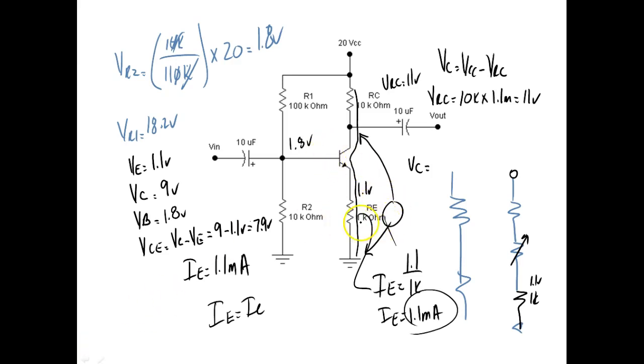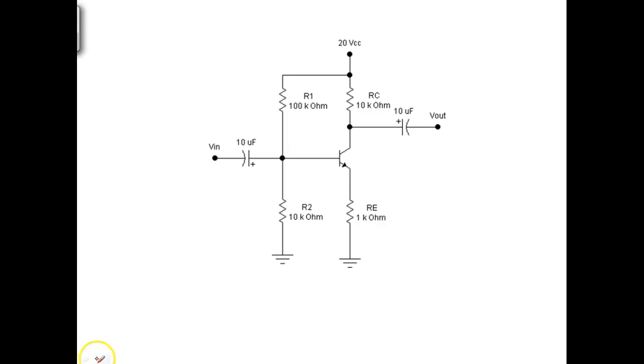As long as the base is sitting at 1.8 volts, the emitter can't move from 1.1 volts. So if I heat the transistor up, it can't change. If I cool the transistor down, it can't change. But I can change the base voltage. If the base voltage changes, then the emitter voltage can change. So let's come over here and look at this. I'm going to come up here and erase most of this stuff.